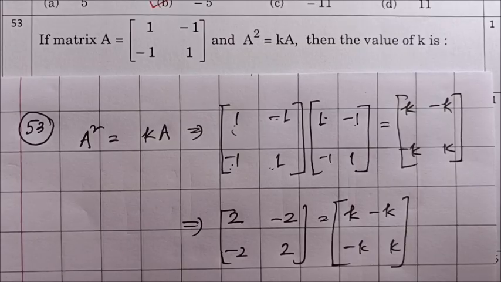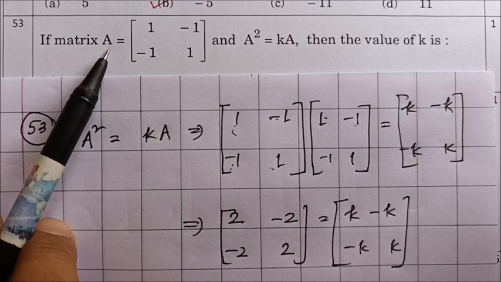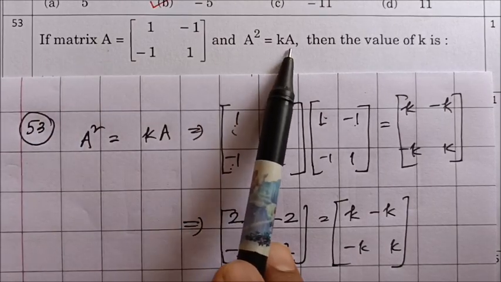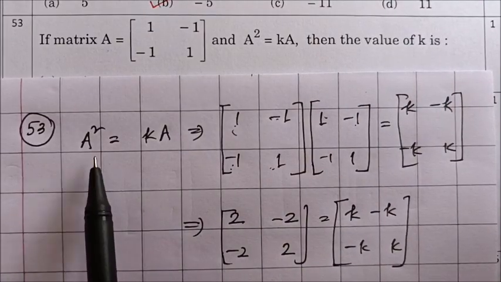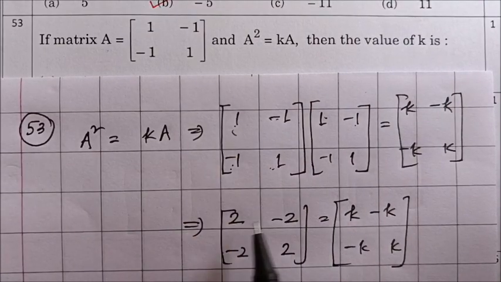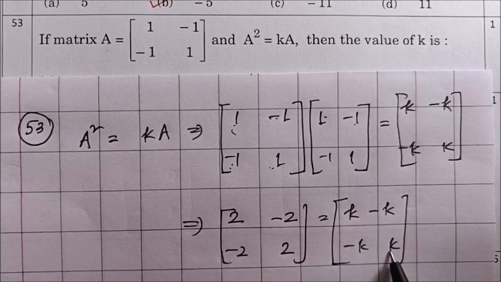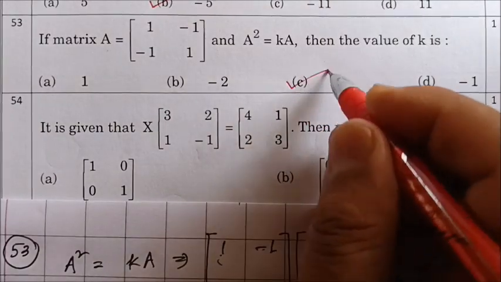In question number 53, matrix A is given and one matrix equation is given, A squared equals KA. We have to find the value of K. So I have done the solution. A squared has the value 2, minus 2, minus 2, 2. On the right side we have K, minus K, minus K, K. So the value of K will naturally be 2. So the correct option is 2.